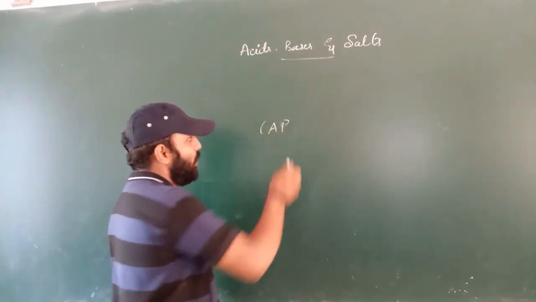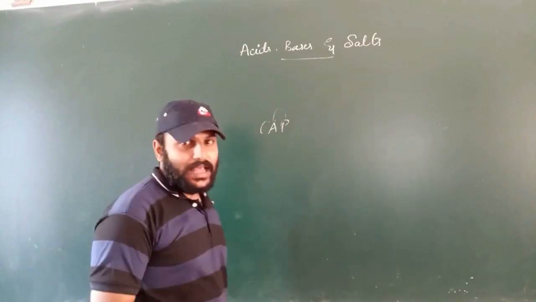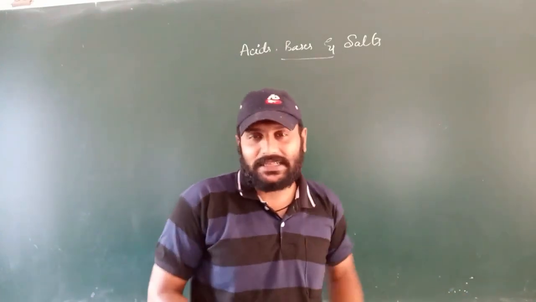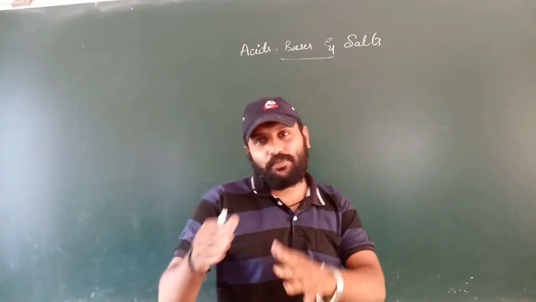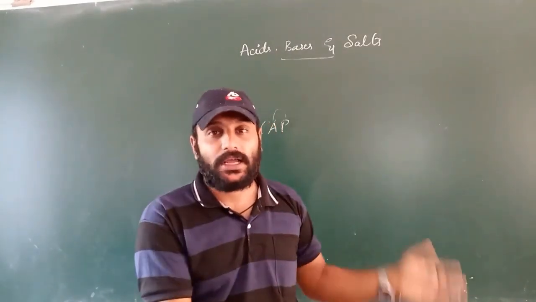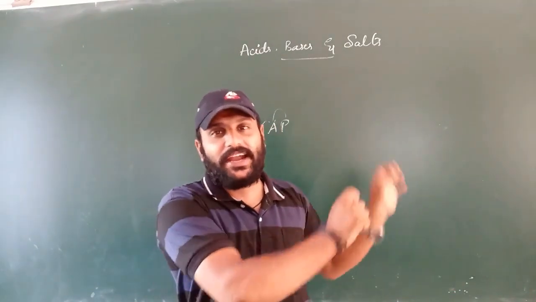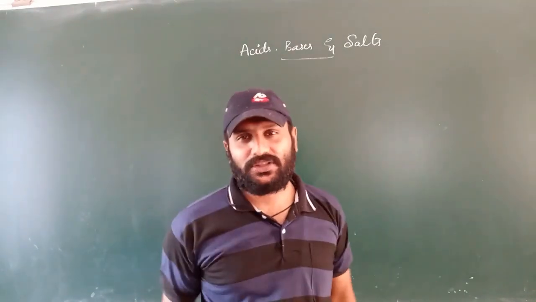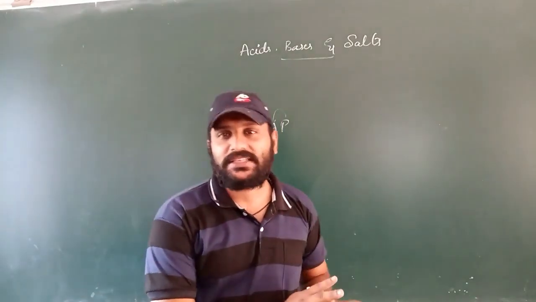As I told, phenolphthalein in acid will show colorless. PBP: phenolphthalein in base will show pink color. In the same way, I have already told for methyl orange: if it is an acid it is red, and if it is a base it is yellow. So these are the things we learned in the previous classes.